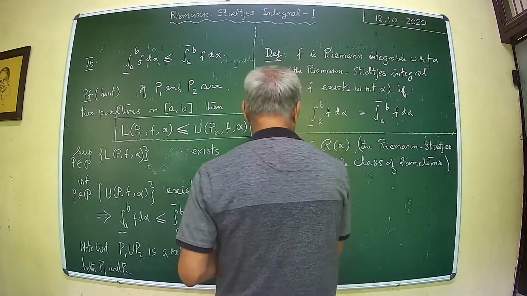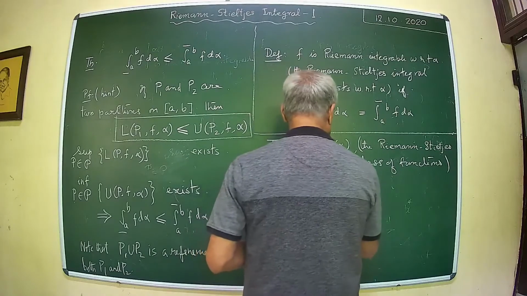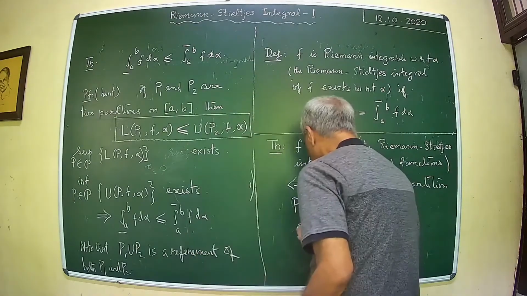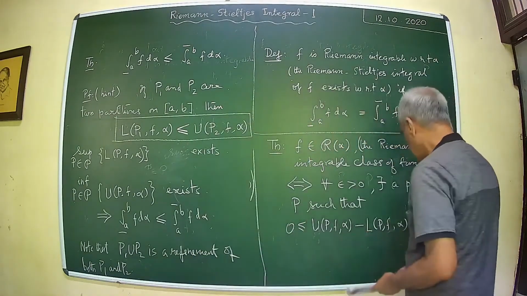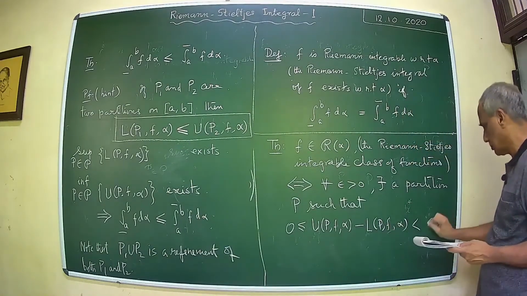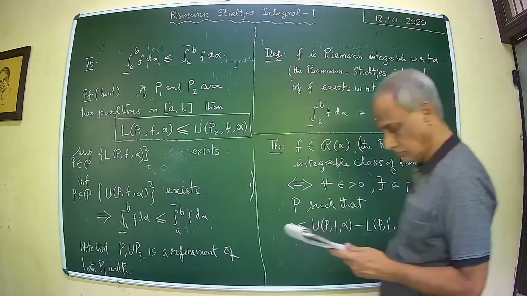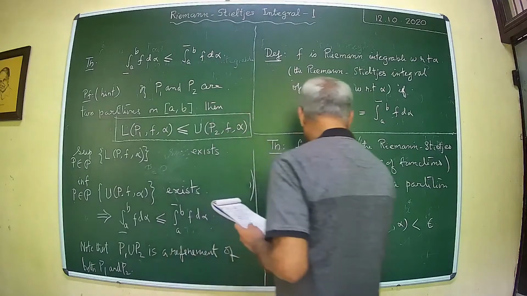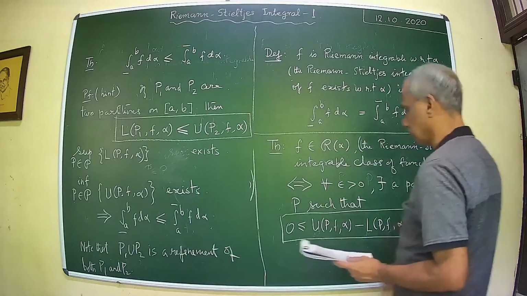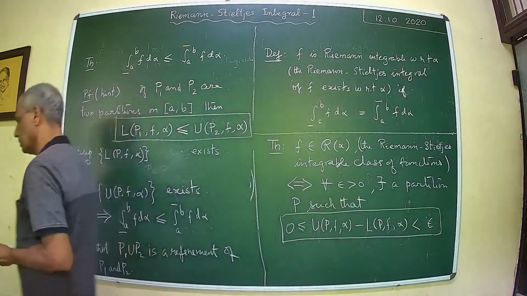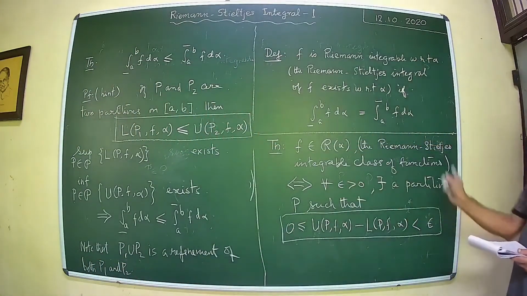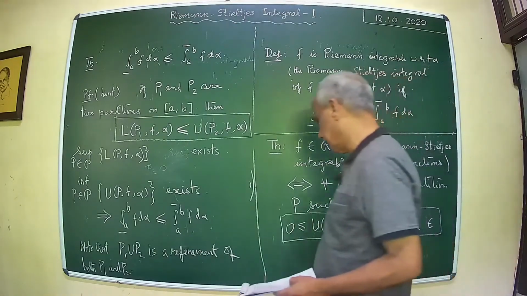If and only if, for every epsilon positive, there exists a partition P such that... that's the criterion. This is something very handy to work with because we will be working with finite sums. Okay? Right? And the proof of this theorem is exactly as in the case of Riemann integral.